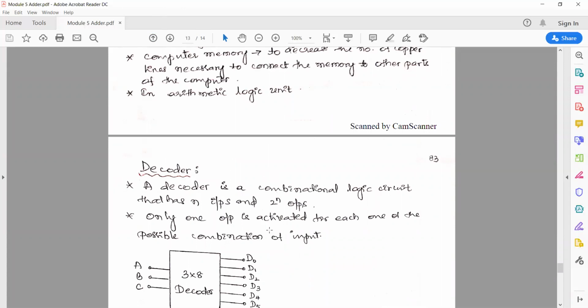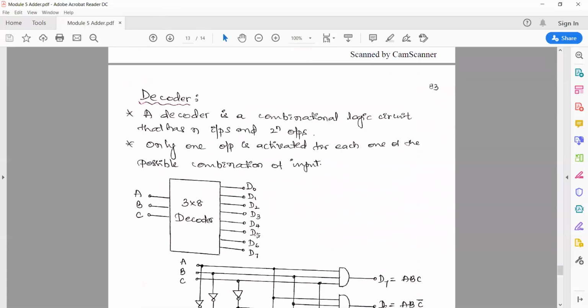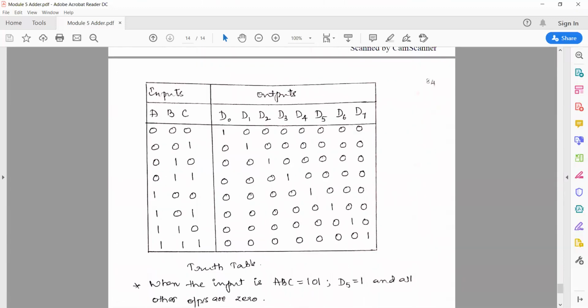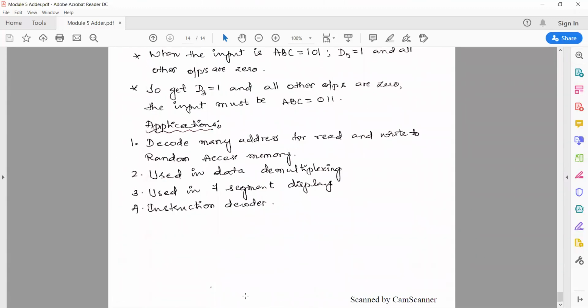A decoder is a combinational circuit that has n inputs and 2 to the power of n outputs, so it is few inputs to many outputs. Now let us see the application of the decoder. We can use it to decode many addresses for read and write operations in memories, in RAMs, that is random access memories. To recognize the address of a memory location, we can use a decoder.